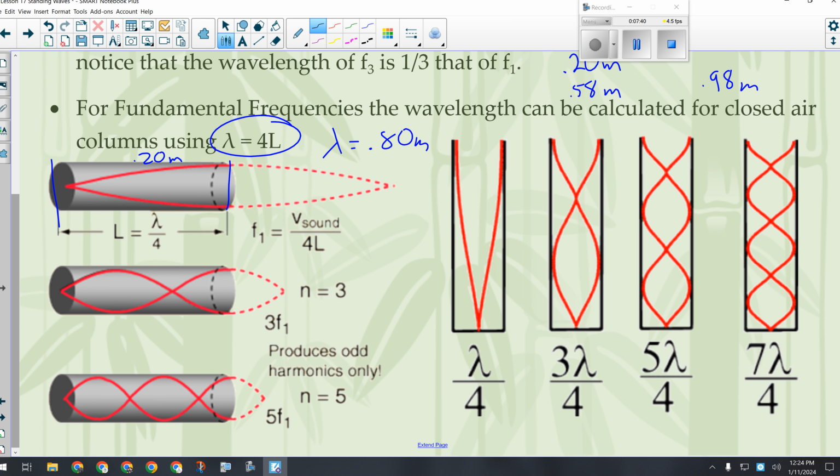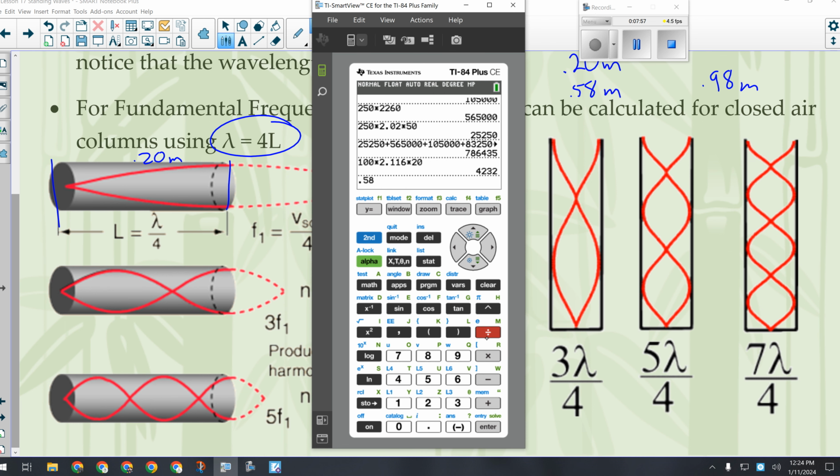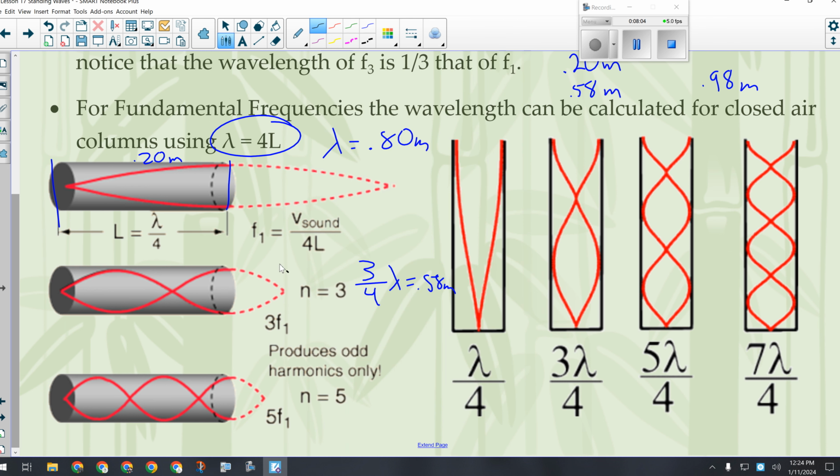At this one, this is 3/4 of a wavelength. So 3/4 times lambda equaled 0.58 meters. If I want to find the wavelength, I just divide both sides by 3/4. I get 0.77. That's pretty close to 0.8. That's 0.773, right? Yeah. Okay, meters.